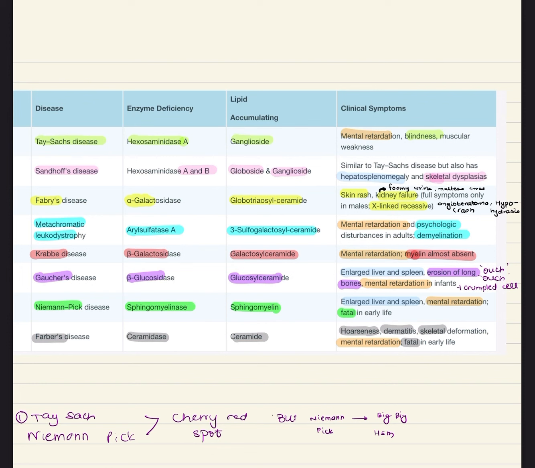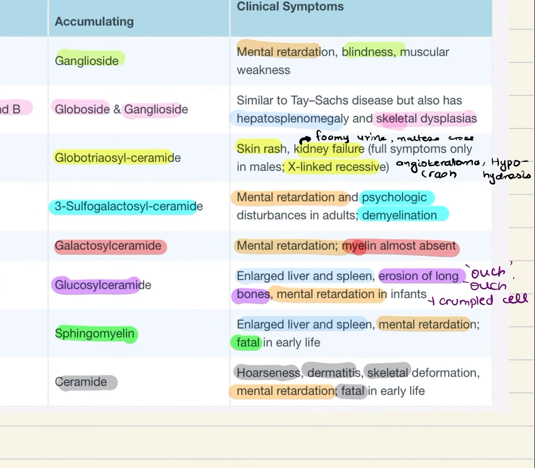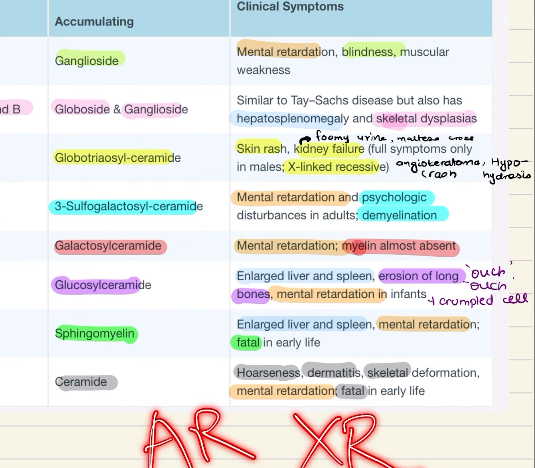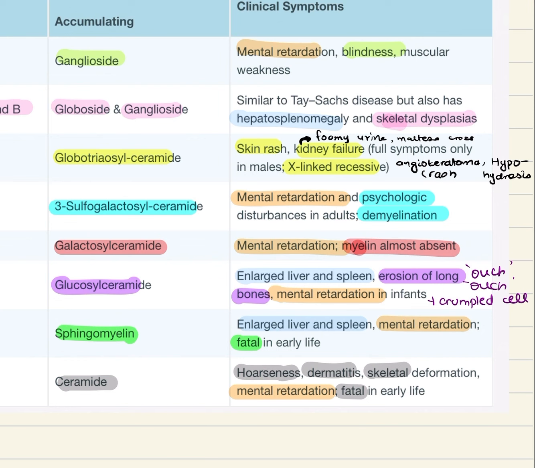These are angiokeratomas, a skin rash which is going to be there. And what you also get is hypohidrosis. Also, they have kidney failure. That means you get a foamy urine. They'll say that in the clinical picture there's foamy urine. Whenever they say that, you should remember this is Fabry's disease. Now all of them are going to be autosomal recessive except Fabry's, which is X-linked recessive. So only Fabry, you can remember that by Fabrics: X is for X-linked recessive.